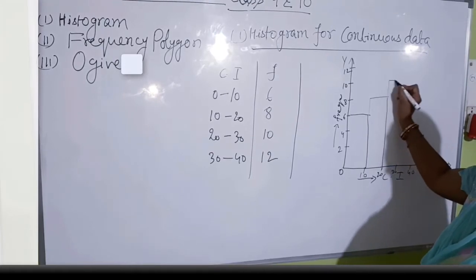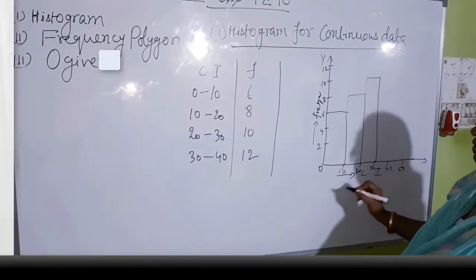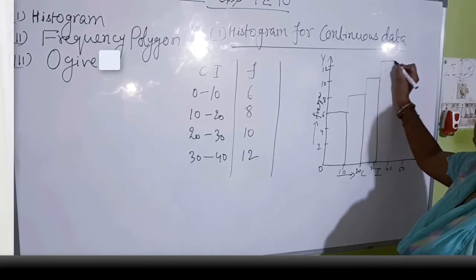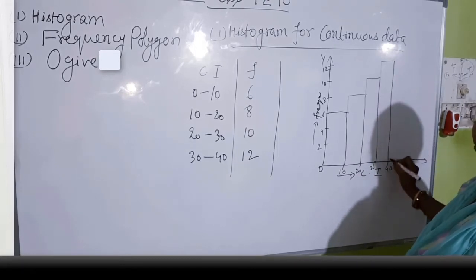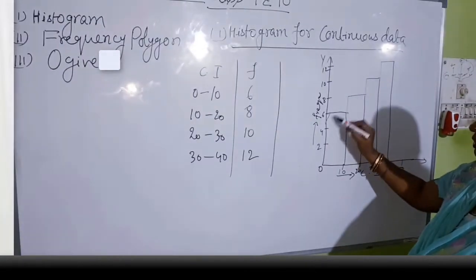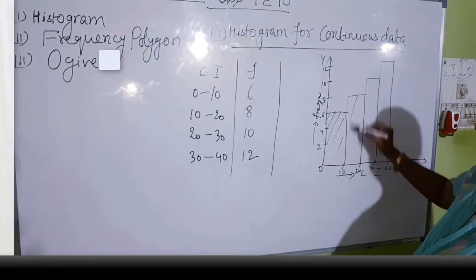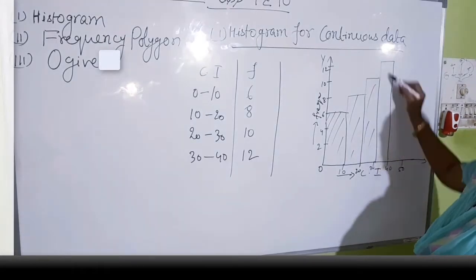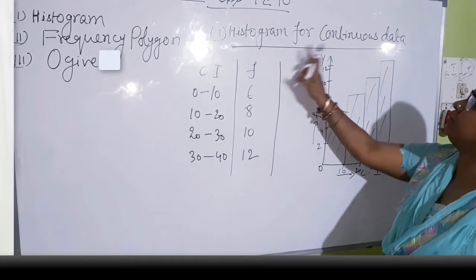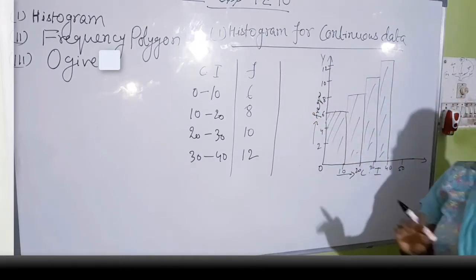20 to 30 is 10, and then 30 to 40 is 12. This is the easiest example I have given, just to make you understand. You can put some shade also like this to make your graph nice. It is the histogram for continuous data.